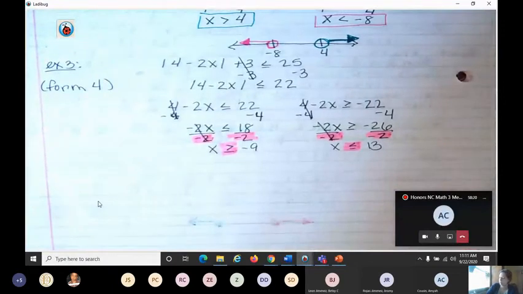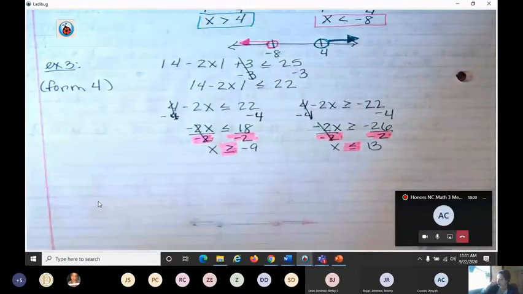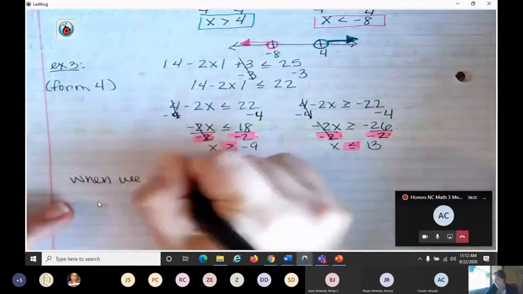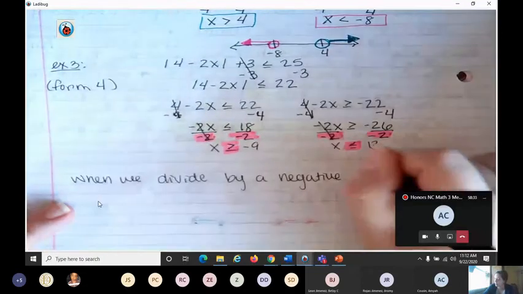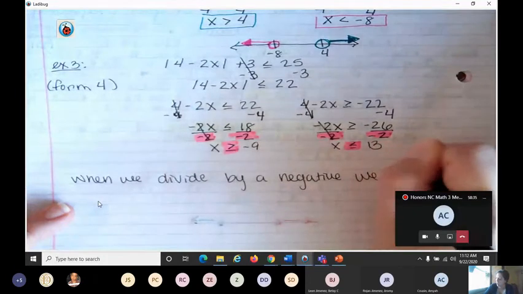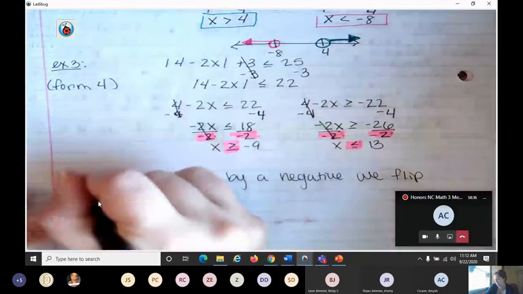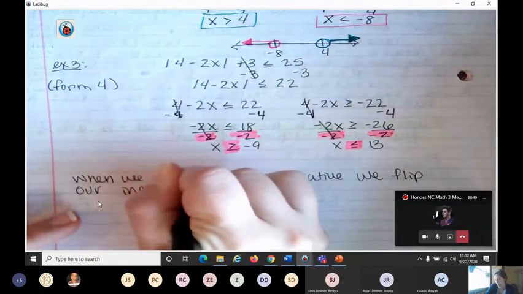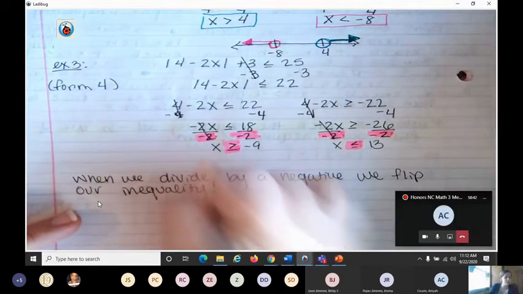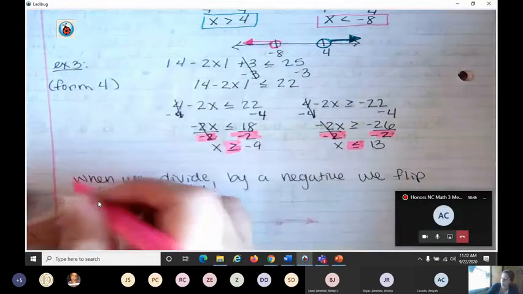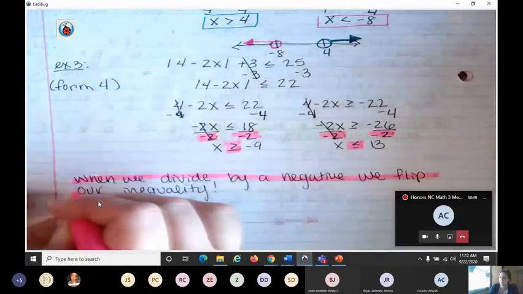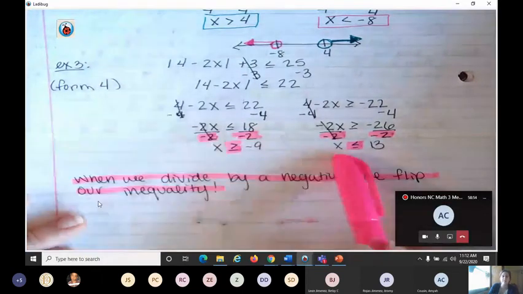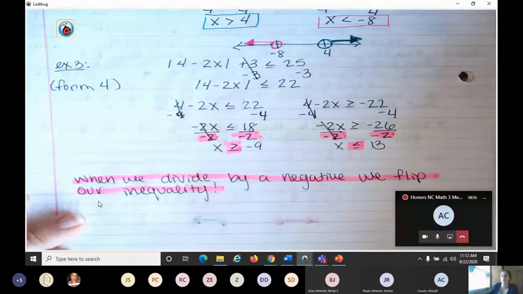Okay, so I'm going to write this at the bottom. When we divide by a negative, we flip our inequality. We do this for either equation. So that's what we did in the pink there. I'm going to highlight this statement in pink to try to get you to remember that that's what happened here. We divided by a negative number, so we flipped our inequality.